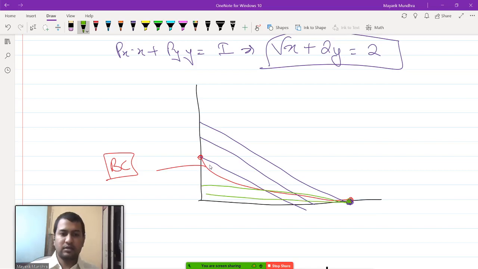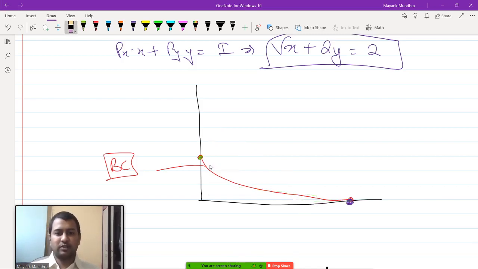Can there be a tangency condition? No, there won't. It has to be really steep, so it feels like mostly it's going to be this point. Basically there won't be a tangency condition. Tangency cannot be the optima. Let's look at why tangency condition cannot be an optima.